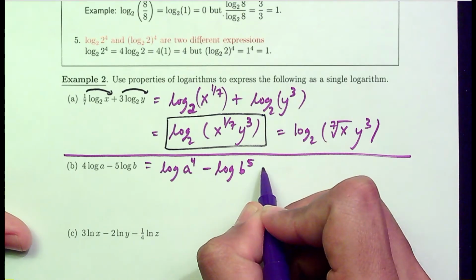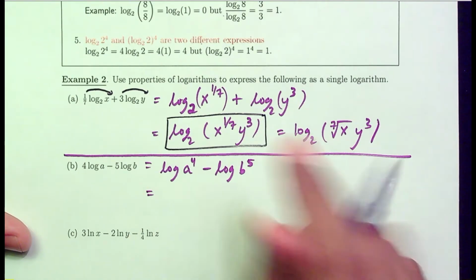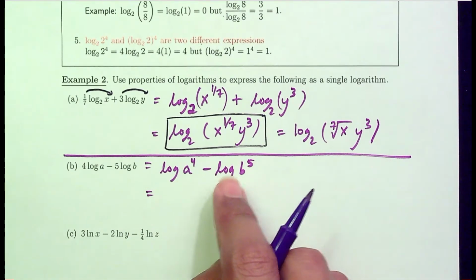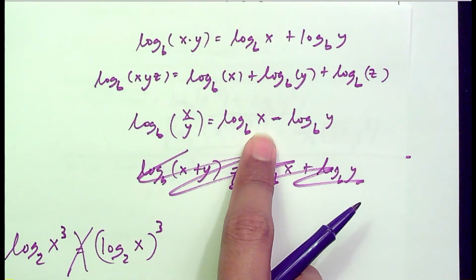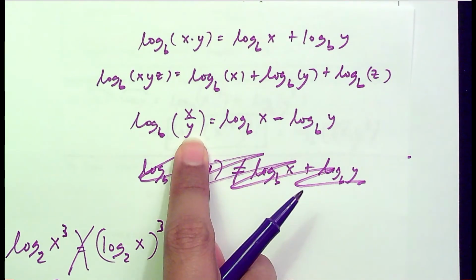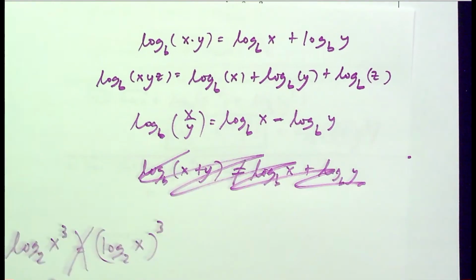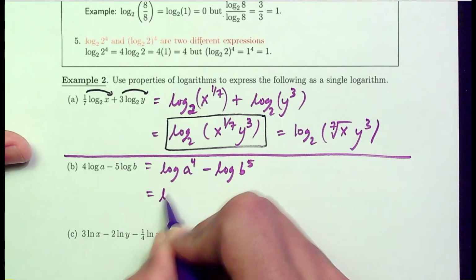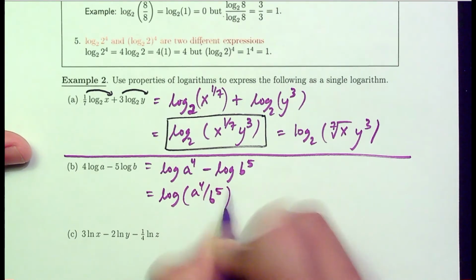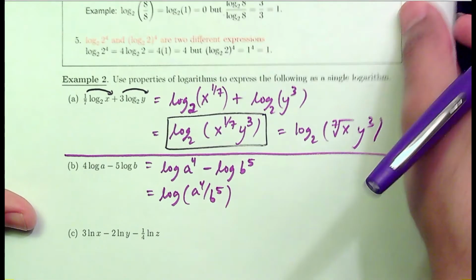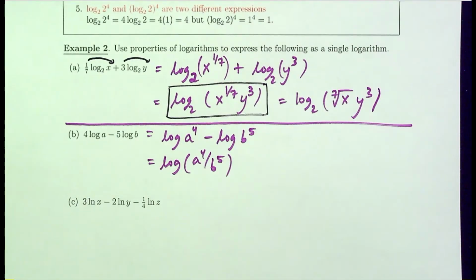Now we can finally combine these two logarithms. When you have a difference of two logarithms, you can combine them as a quotient. If you have a difference of logarithms, you can condense them into a quotient. So it's using this property backwards, from right to left. Using that property, we get logarithm of a to the 4th over b to the 5th, and that is the end for that one.